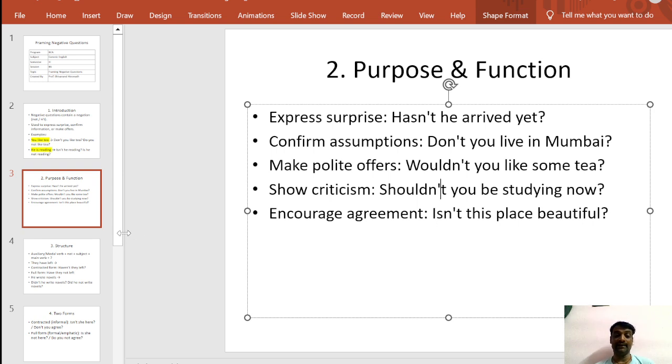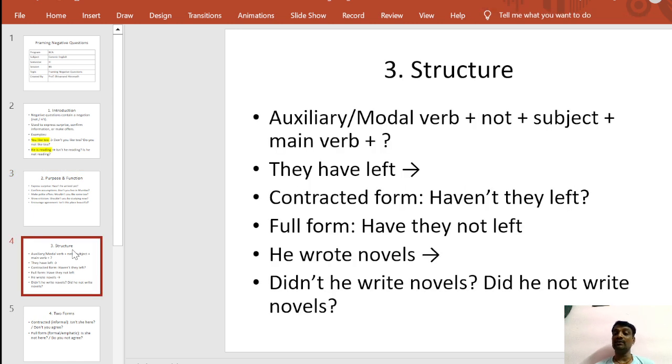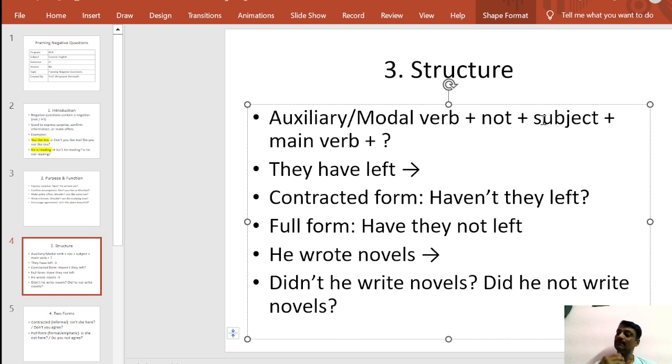Now, what is the structure of our negative question? There must be an auxiliary or modal verb in the beginning, later on "not" or n't, and the subject, which may be a noun or pronoun.